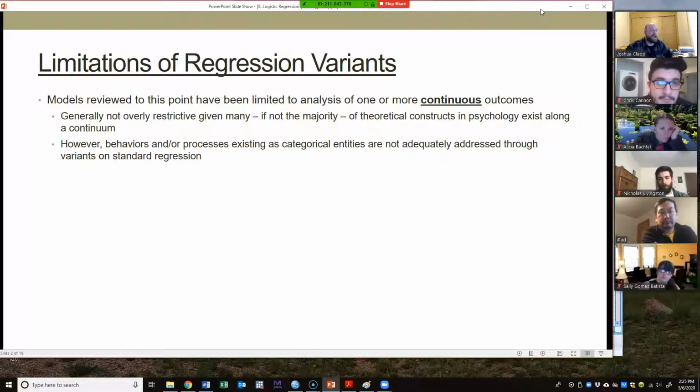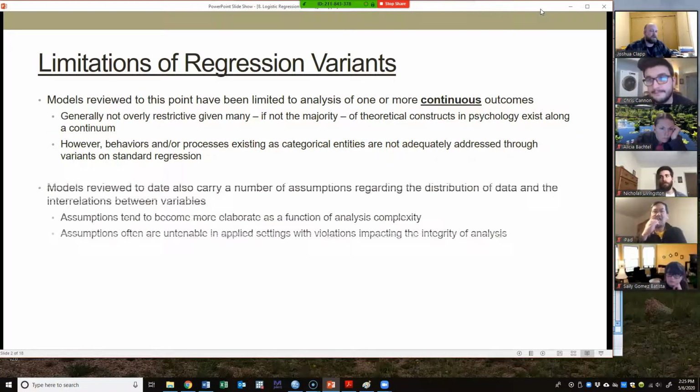But sometimes we're interested in behaviors, processes that do exist sort of as either as measured or as conceptualized as types of categorical variables. And when we run into this, then we run into some problems with our variance on standard regression. Standard regression might give you an approximation, but it doesn't do a good job of getting precisely at sort of the distribution of some of those outcomes.